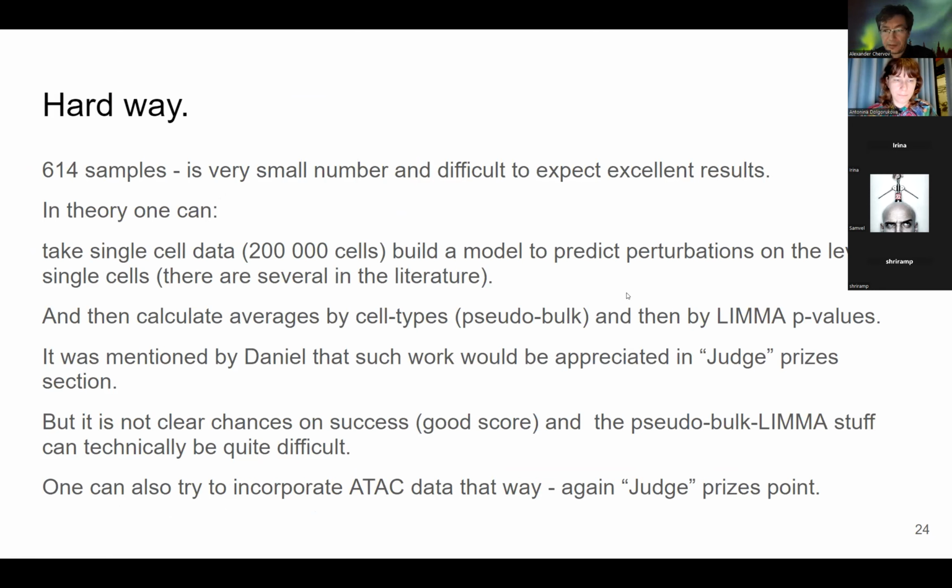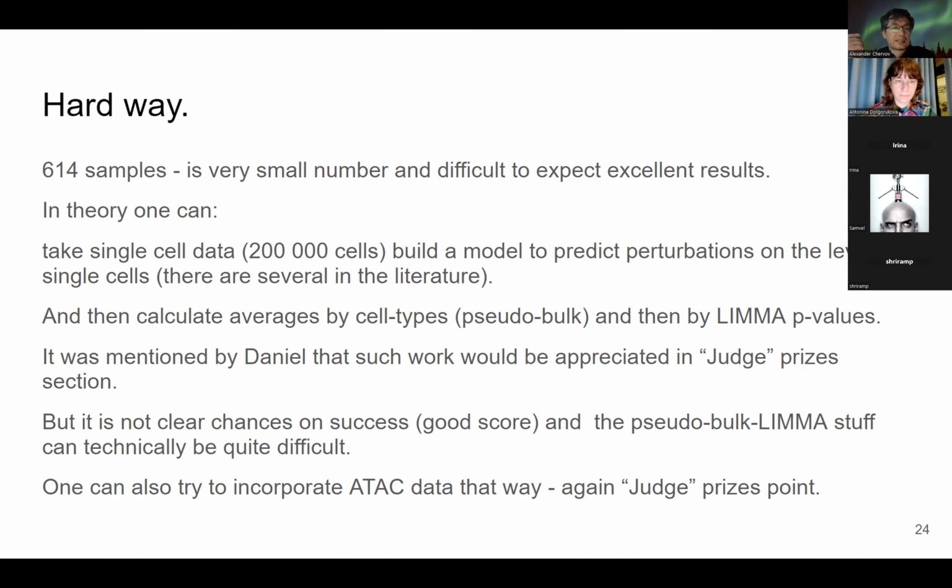Yeah, and one of the things which I want to mention is that it is a hard way. What we have discussed so far is that we have a small number of samples, and we are trying to predict the 255 samples, which are pseudo bulk. So we are trying to predict not for the single cell, but for these averages of the cell types. But it was commented yesterday by the organizers that it will be interesting to do from the research point of view.